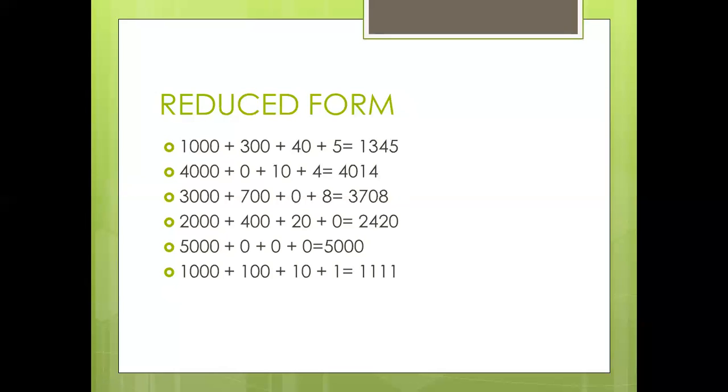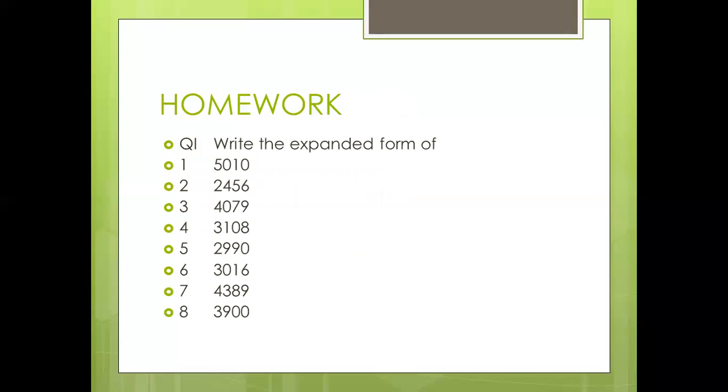One is expanded form and one is reduced form. You'll be writing these sums in your math book and you will do these sums for your homework in the same book. So question 1, write the expanded form of the first sum 5010, second sum 2456, third sum 4079, fourth sum 3108, fifth sum 2990, sixth sum 3016, seventh sum 4389, and eighth sum 3900.